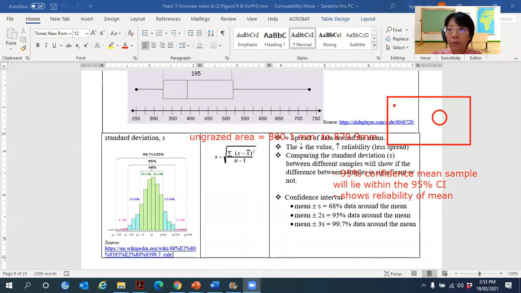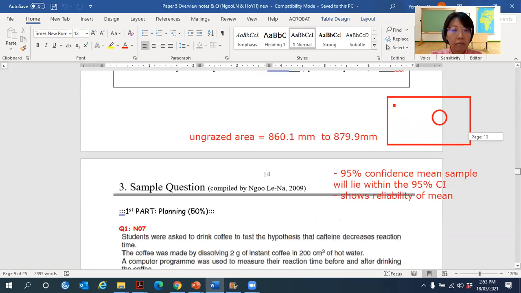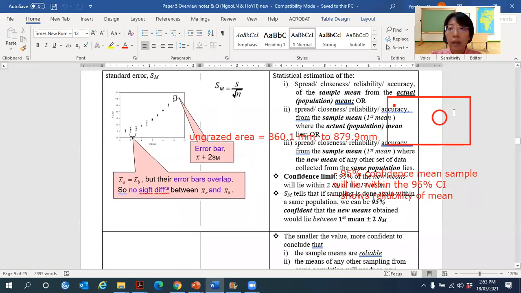That goes back to your notes. Okay, this is your notes here. So the notes for standard error. Okay, here.